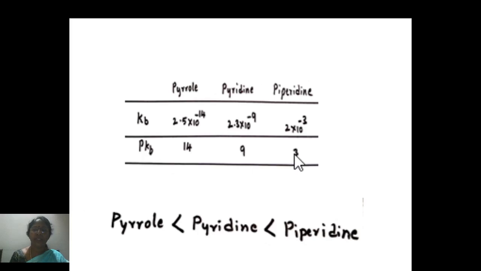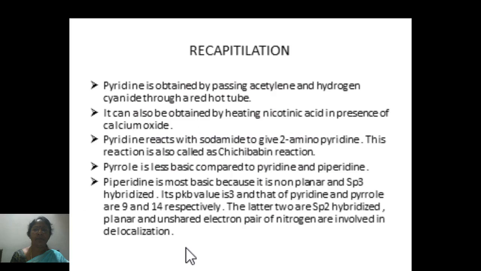So as we discussed earlier, lower the pKb values, higher is the basicity and the substance is more basic in nature. Therefore, the order of basicity is pyrrole is less basic than pyridine and piperidine. This is the increasing order of basicity, or in other words, piperidine is most basic compared to pyridine and pyrrole.